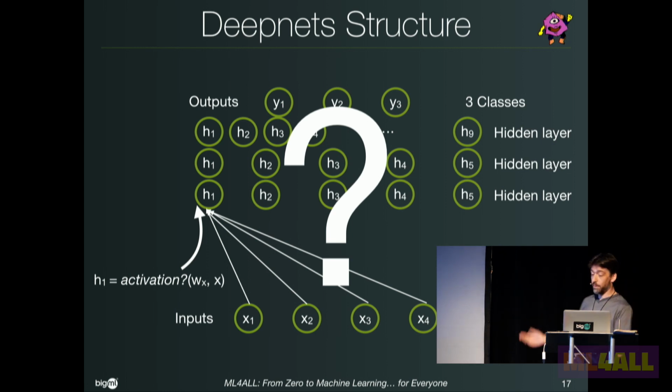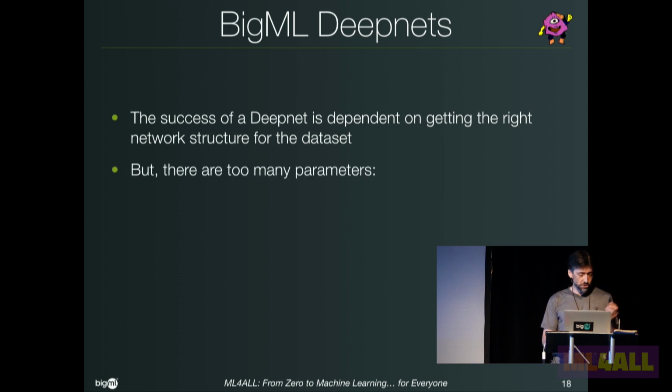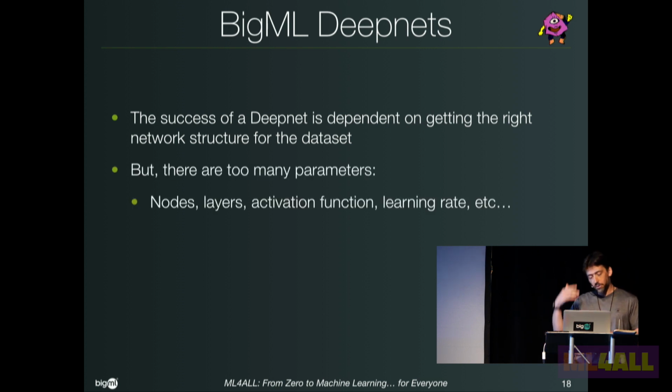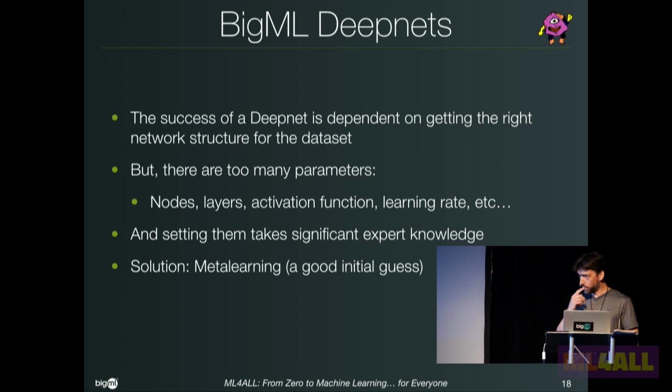And you'd think that was okay. Well, we'll just suffer through the quagmire and everything will be fine. But no. The success is dependent on getting the right network structure. All right, if you get it wrong, it goes horribly wrong usually. And there are just far too many parameters. There's the nodes, the layers, the activation function, the learning rate, and setting them takes significant expert knowledge. So we have 2 solutions for you.